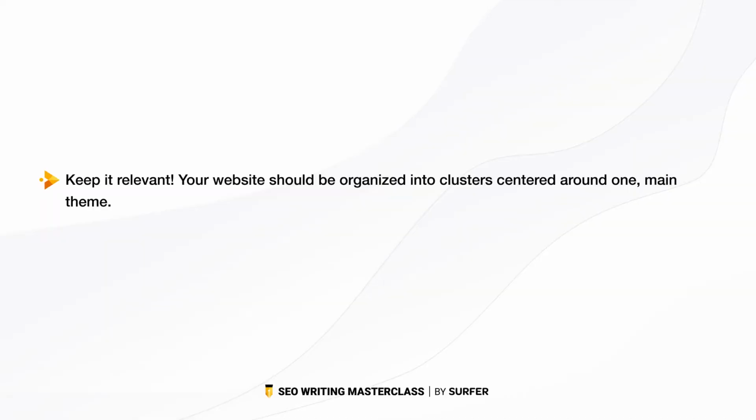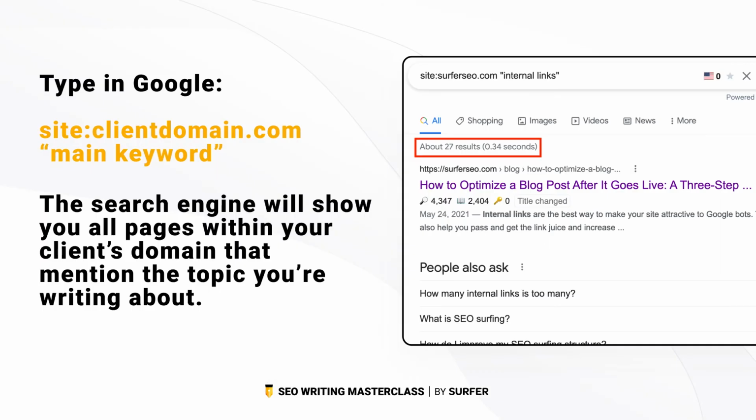Keep it relevant. Your website should be organized into clusters centered around one main theme. Link to other related posts on your website. If, for example, you're working on a site you're unfamiliar with, or which has hundreds of posts, here's a quick hack. Type site:clientdomain.com, quote, keyword or keywords, end quote. The search engine will show you all the pages within your client's domain that mention the topic you're writing about.